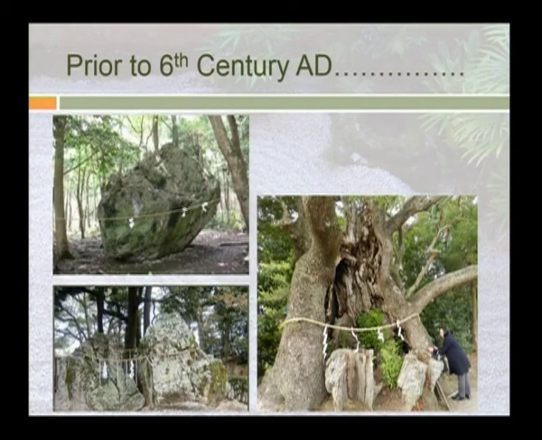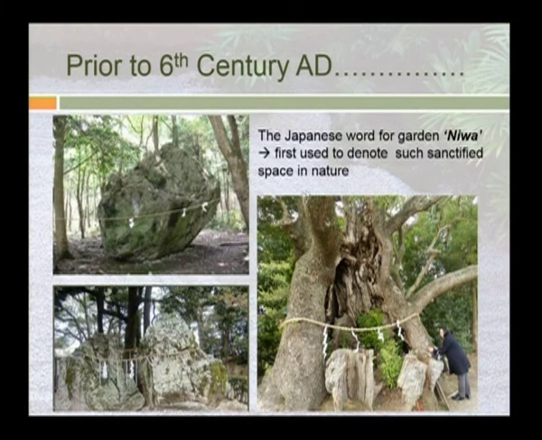So, thus the decorated rock or a tree became a place of worship, and often the place around these elements were cleaned and gravel was filled to define the sacred space. The Japanese word for garden, niwa, was first used to denote such sanctified space in nature. So, in effect, nature itself was an object of worship, and the space of worship became gardens.